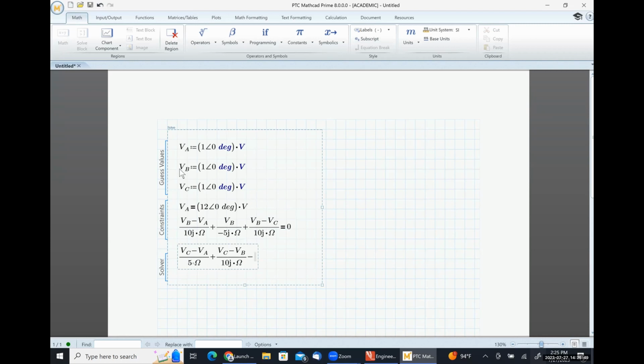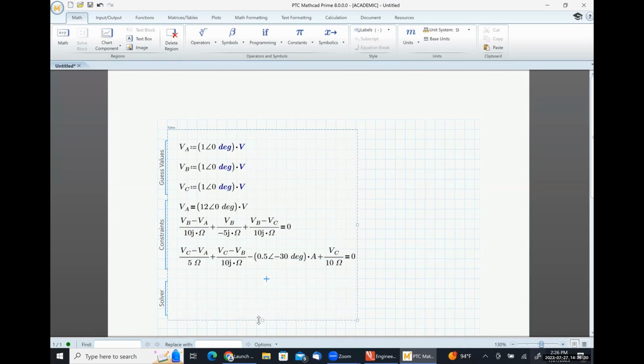minus, and it's very important that you put the minus sign outside of the parentheses. MathCAD does not like negative magnitudes for complex numbers, just like your calculator, so we need to put the negative sign out front. 0.5, control shift P, negative 30 degrees times amps. And then our last term is VC divided by 10 ohms is equal to 0. Right, so those are our three constraint equations.